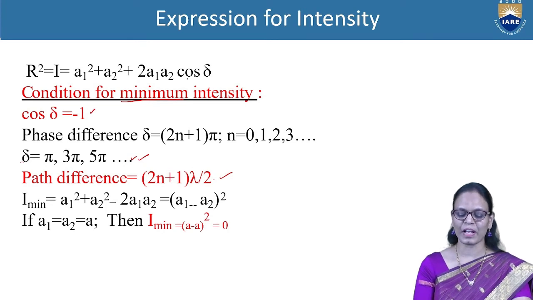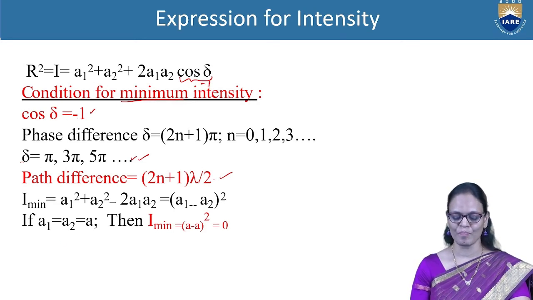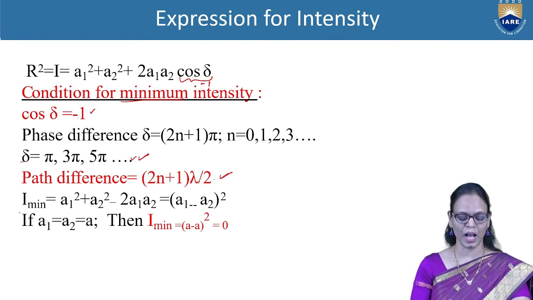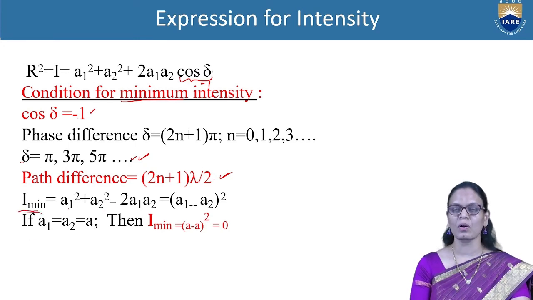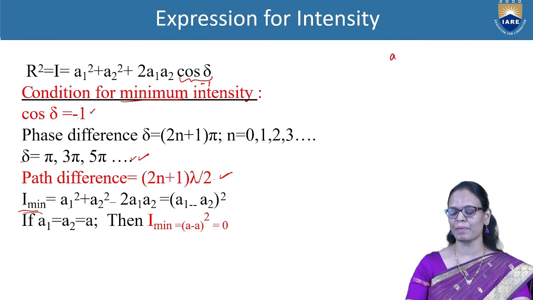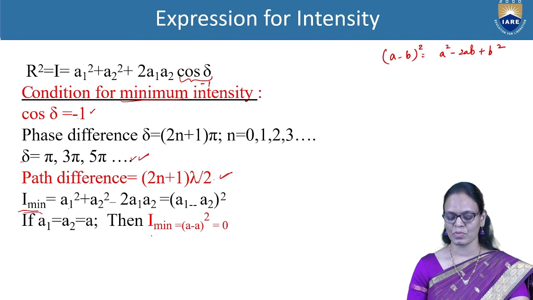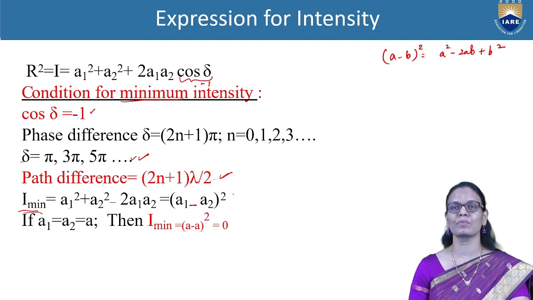So what we are going to write for cos delta is minus 1. If the value of cos delta is equal to minus 1, this will be the path difference, this will be the phase difference, and we are going to write I minimum. I minimum will be a1 square plus a2 square minus, because cos delta is minus 1, into 2a1a2, we get minus 2a1a2. So this is of the form (a minus b) whole square, a square minus 2ab plus b square. So we are going to write (a1 minus a2) whole square.